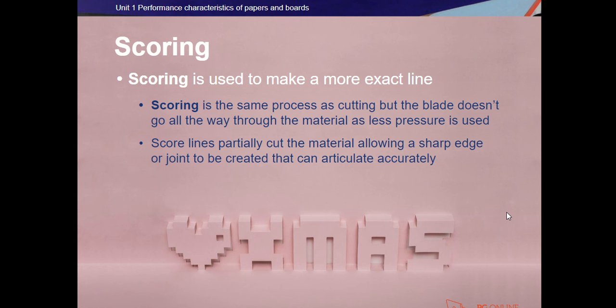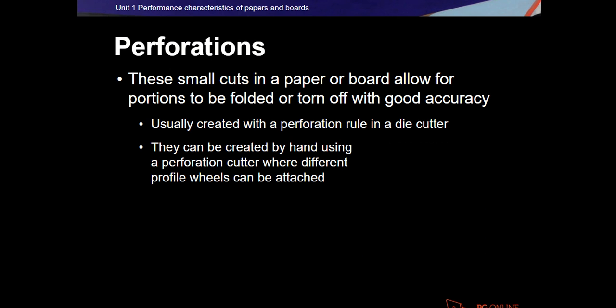Scoring is when you're using a blade as opposed to creasing and folding, and you want to permanently cut, but not all the way through, kind of halfway through the thickness or a third of the way through, to get a very, very neat fold. Score lines partially cut the material, allowing a sharp edge or join to be created much sharper and much finer than a crease or a fold.